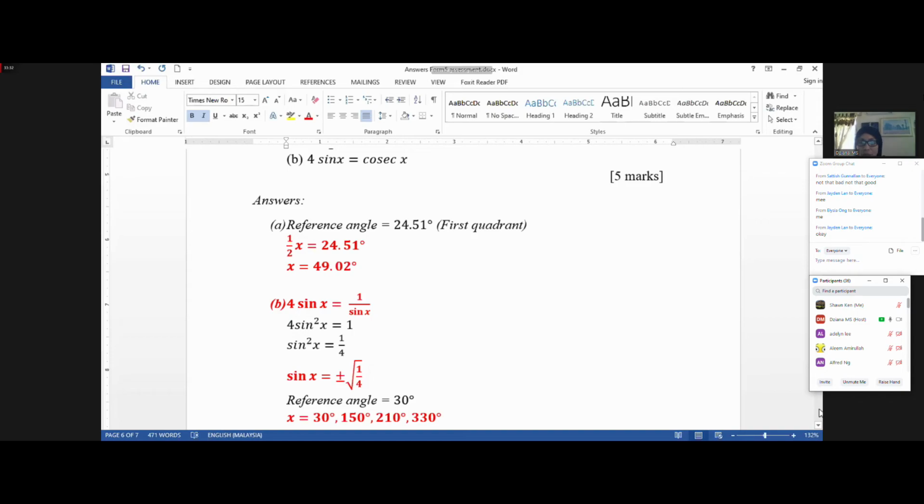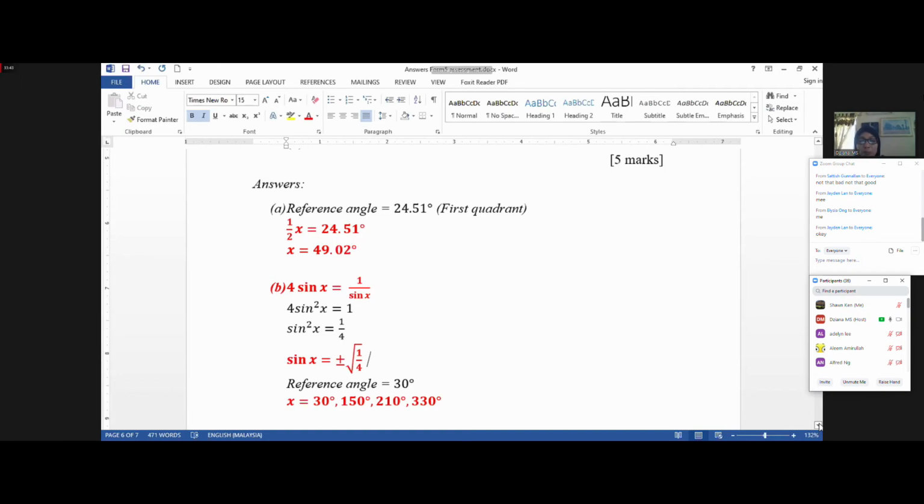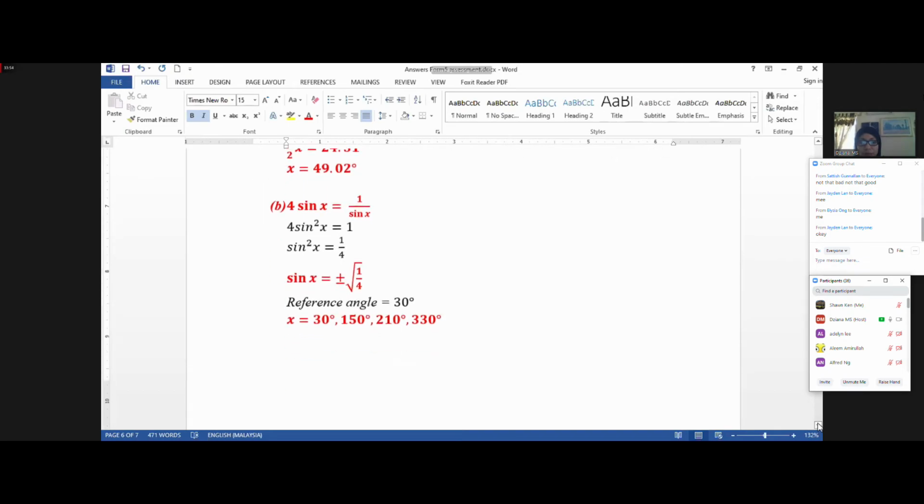All right. And you find the reference angle. So reference angle or the basic angle is 30 since it's plus minus, all the 4 quadrants. So this is the answer. You must have all the 4 answers that you can get 1 mark for the final answer. Okay. All right. Is it okay?